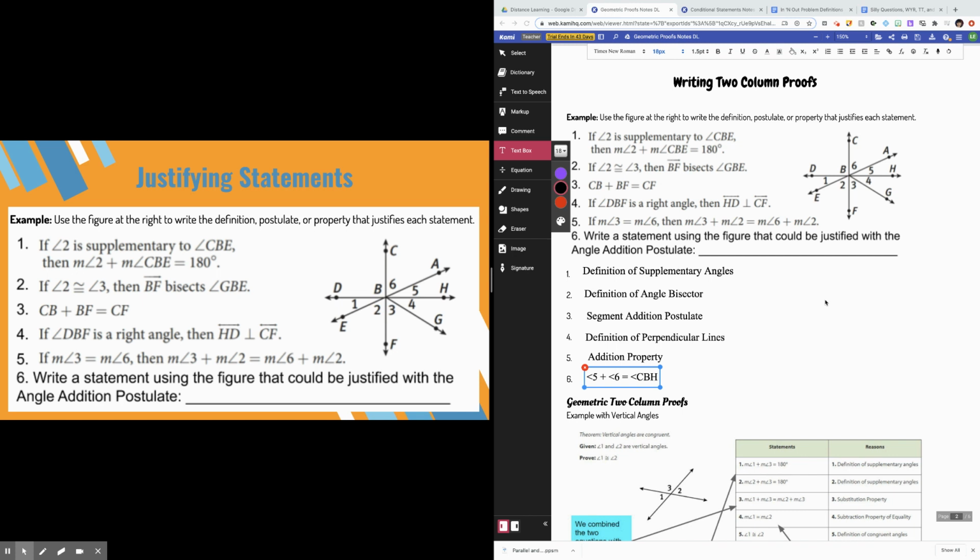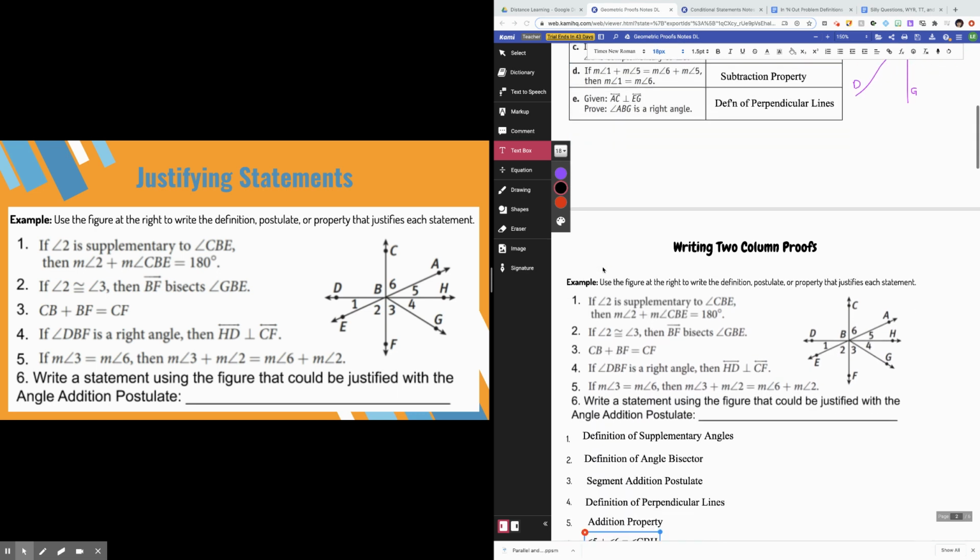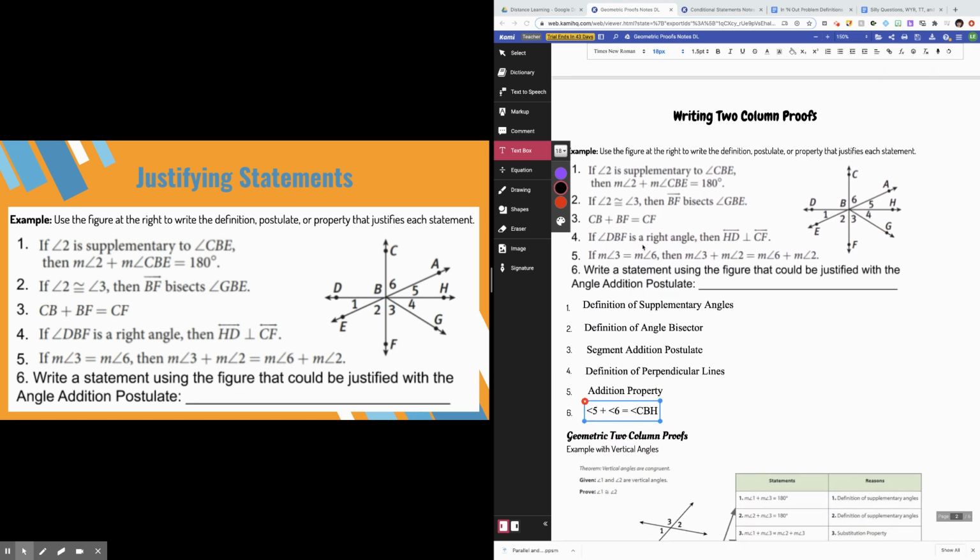Number 3, segment addition postulate. CB plus BF, part plus part, equals CF, which is the whole thing. Right? Number 4 is the definition of perpendicular lines. So notice that it goes in the opposite direction, right? In the one that we did previously, you started with the perpendicular symbol and then ended up with the right angle. Here, we started with the right angle and then went to the perpendicular, right? But it still applies. It's the same definition because definitions go both ways.